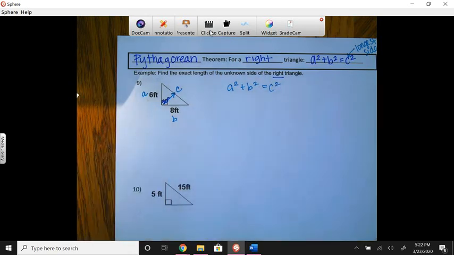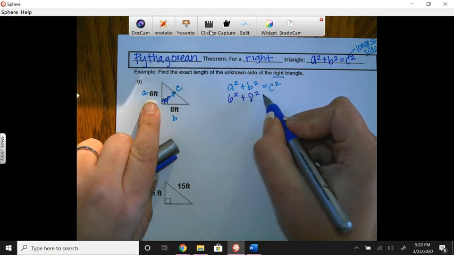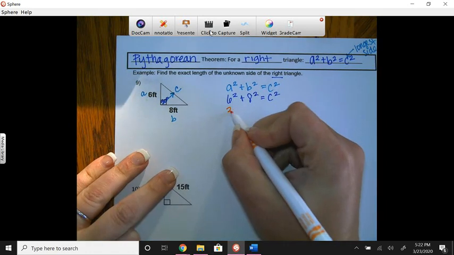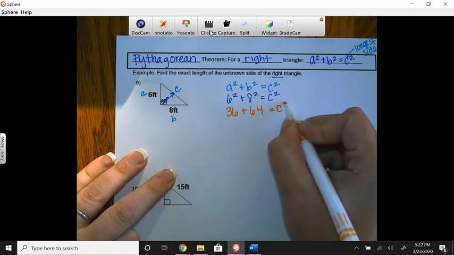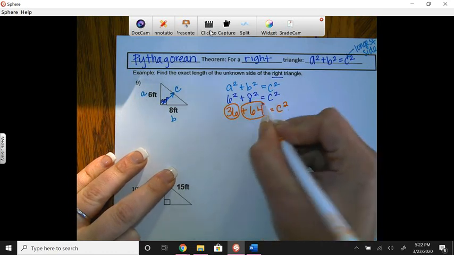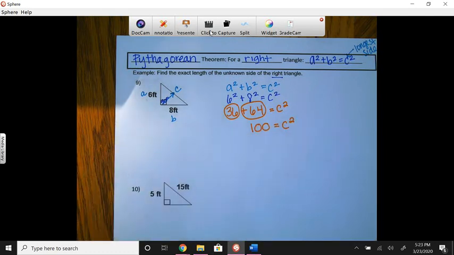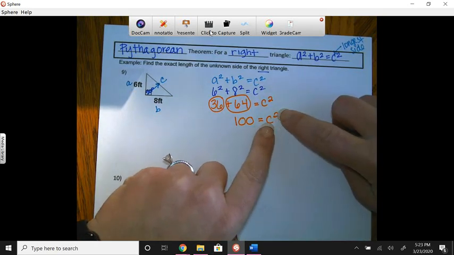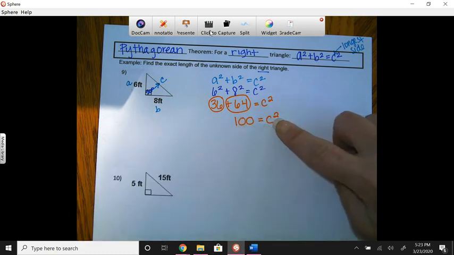And then we're going to go ahead and plug in our values. And then we're going to go ahead and simplify. So 6 squared is 36. 8 to the second power is 64. And then we can combine our like terms. And then lastly here, to figure out what c is, if we just think about it, what number squared gets us 100? So if you think about the answer to that, it would be 10.